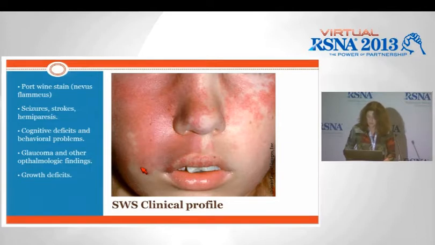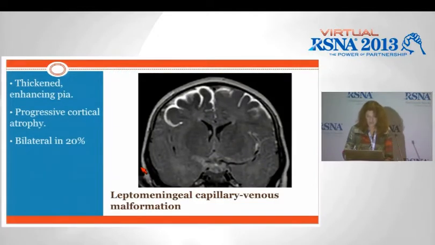The characteristic port wine stain, or capillary malformation, is usually primarily in the distribution of V1, so appearing on the forehead and the eyelid. In this patient, V1 and V2 were involved. The CNS manifestations of Sturge-Weber syndrome are due to chronic venous ischemia from progressive venous occlusion of the leptomeningeal capillary venous malformations that are characteristic of the disease.